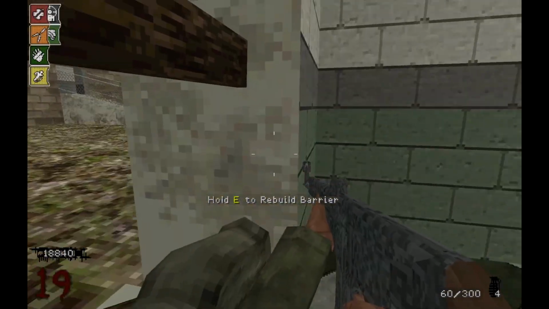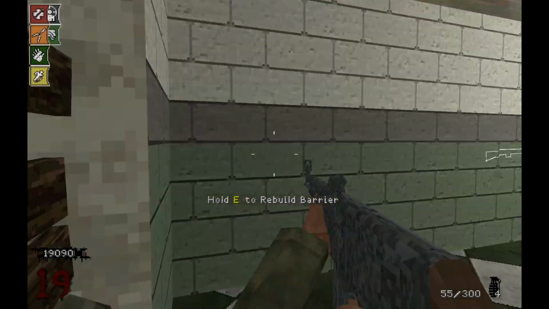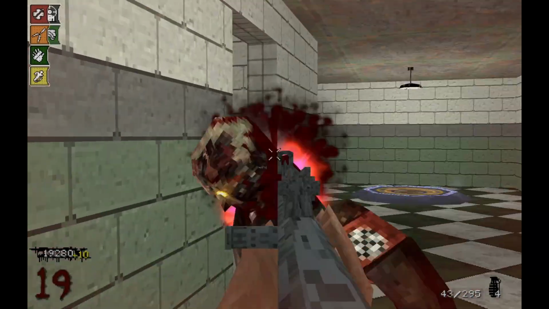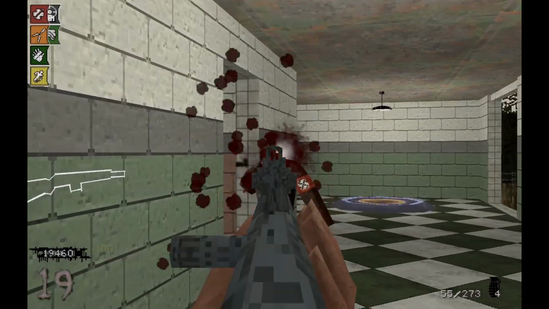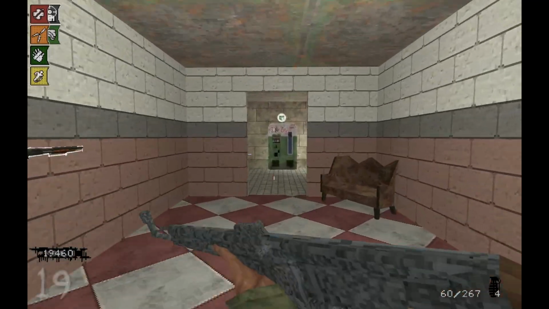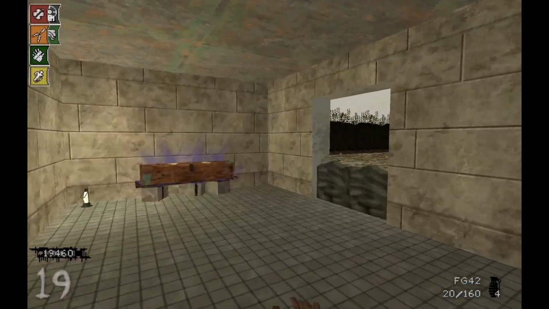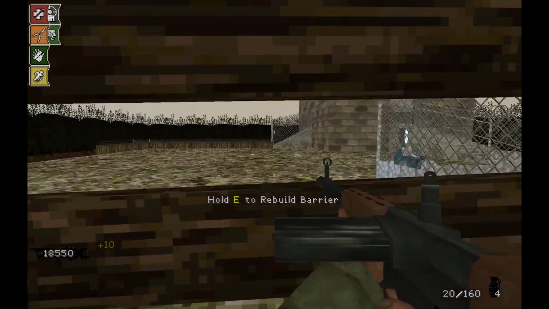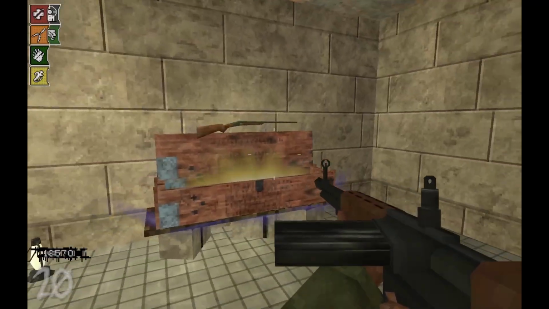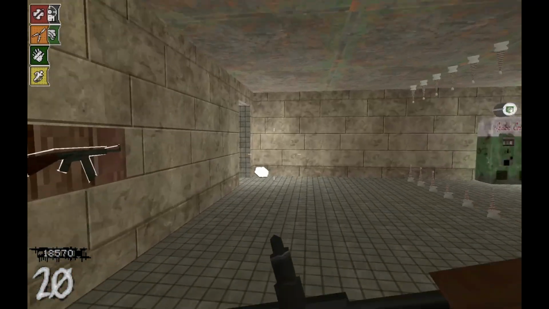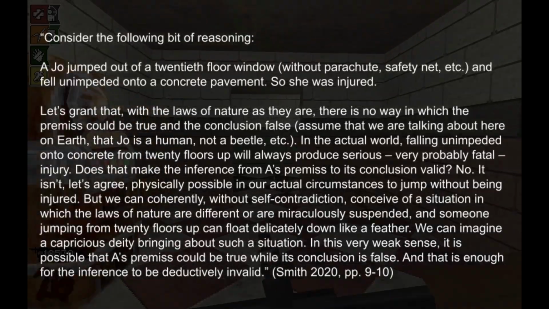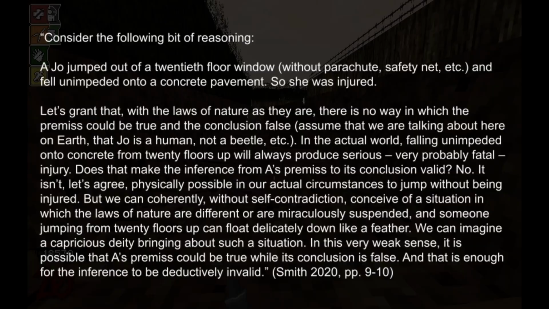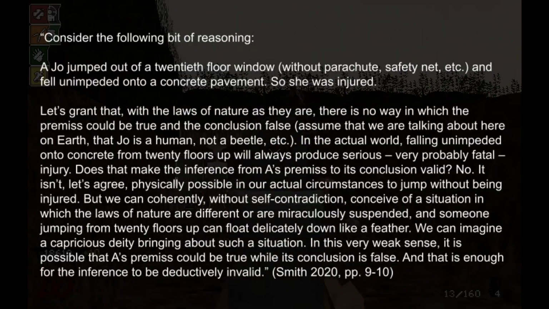It's important to clarify that whenever we speak about possibility and necessity in modal logic, we mean them in a very specific sense. When we say possible, we mean possible in the most broad sense, and when we say necessary, we mean necessary in the most strict sense. Let's take this example given by Peter Smith. Let's say Joe jumped out of a 20th floor window without parachute, safety net, etc., and fell unimpeded onto a concrete pavement, so she was injured.